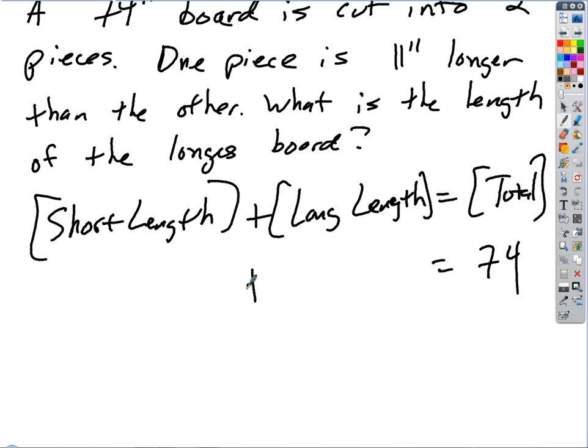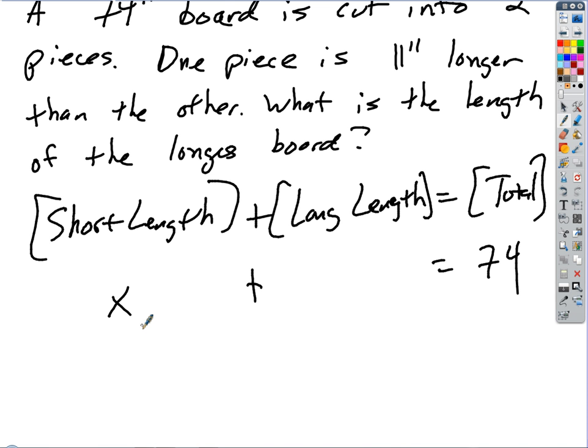A variable, an unknown, or a variable typically, right? If it's unknown, then we're going to assign a variable to it. Hopefully we can solve for that variable and find out what the value is. And that's where algebra comes in. So what could we call the short length then? X. Let's just call it x.